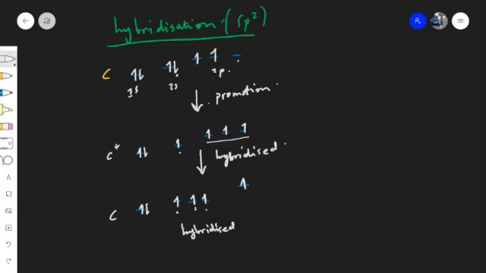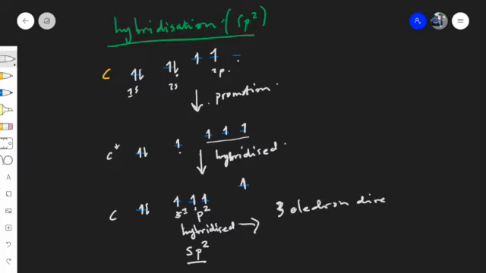Notice something: we've got one electron in the s orbital and two electrons in the p orbital, and that's the reason why this will be 2s1, and this will be 2p2. Because there are 2p2 electrons, this is the reason why this is called sp2 hybridization. Now, what does this show? This shows that we have got three electron directions.